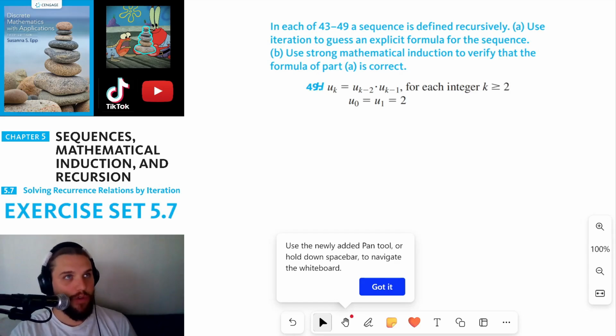In each of 43 through 49, a sequence is defined recursively. Part A, use iteration to guess an explicit formula for the sequence, and Part B, use strong mathematical induction to verify that the formula of Part A is correct.